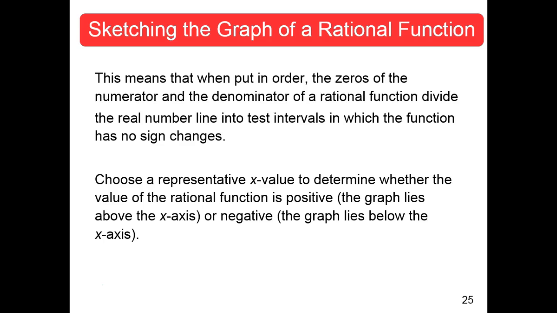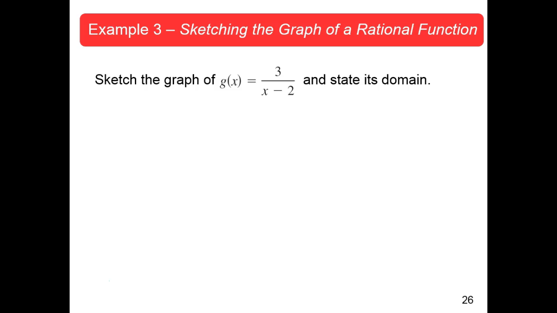Okay? Choose a representative x value to determine whether the value of the rational function is positive or negative. Now, you're really looking mostly for the sign, but the value tells you how far up and down to go also. If positive, the graph lies above the x-axis; if negative, the graph lies below the x-axis. Basically what we did. So here, let's do example 3.